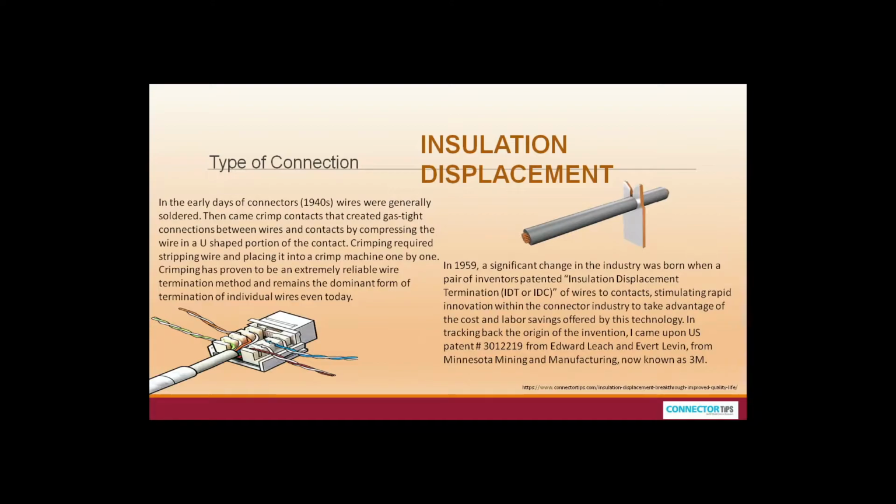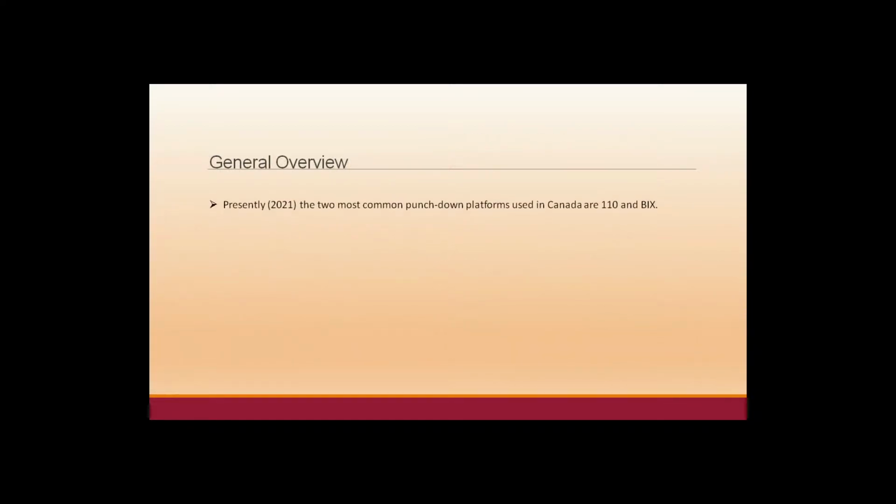Insulation displacement connection. When you download the presentation, if you're interested, you can read a little bit of background on that. I'm not going to go too deep into how it was invented, and when and why. I just give a little rundown or synopsis, but you can read it if you want. Presently in 2021, the two most common punch down platforms, IDC punch down, basically it's the same thing, used in Canada are 110 and BICS, and as I mentioned, in the States the 66 platform is still widely used.